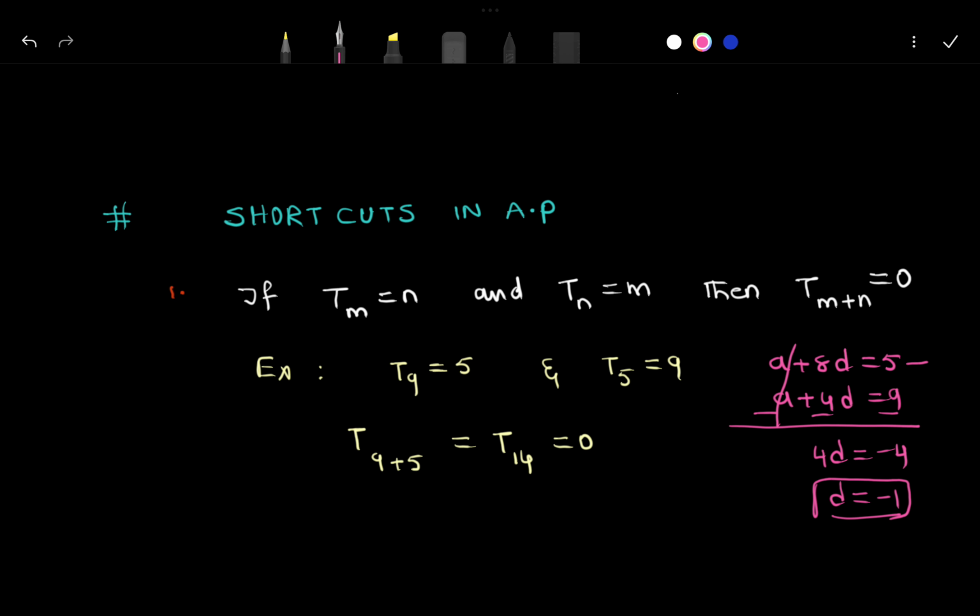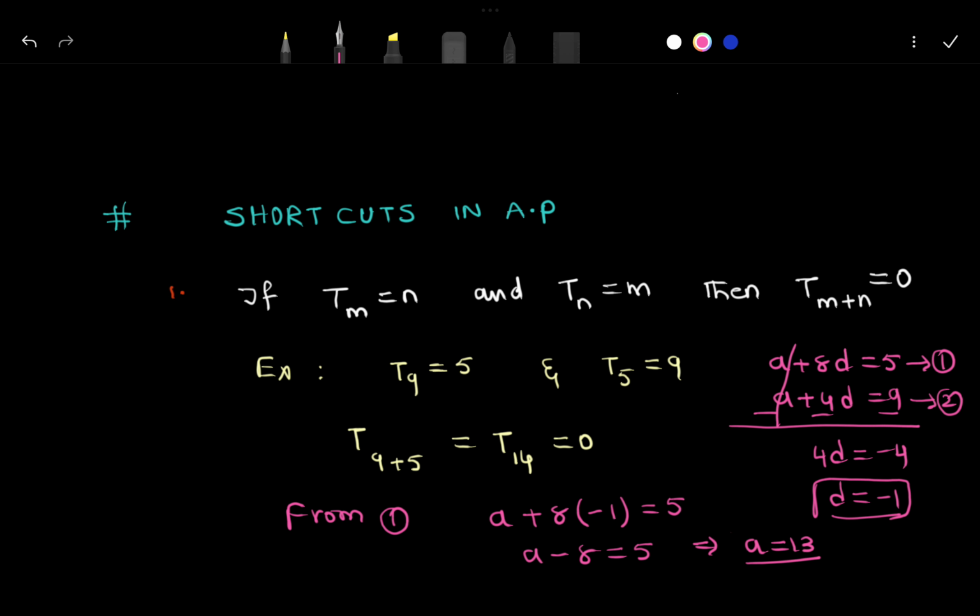If D is equal to minus 1, substitute it in either of the above expressions. Let this be equation 1 and this one be equation 2. Now substitute in 1. From 1, A plus 8 into minus 1 is equal to 5. So A minus 8 is equal to 5, and A is equal to 13. So you have got the A value and the D value.